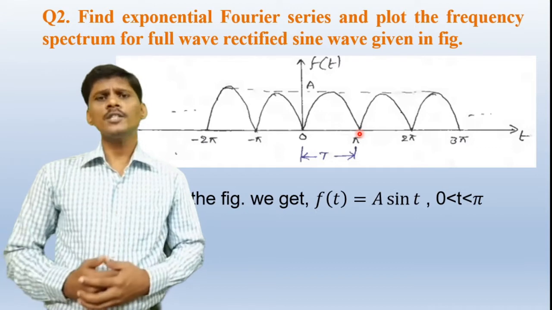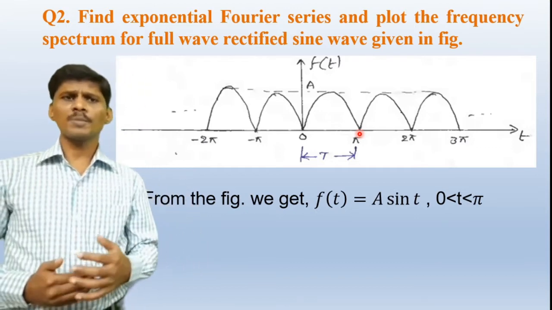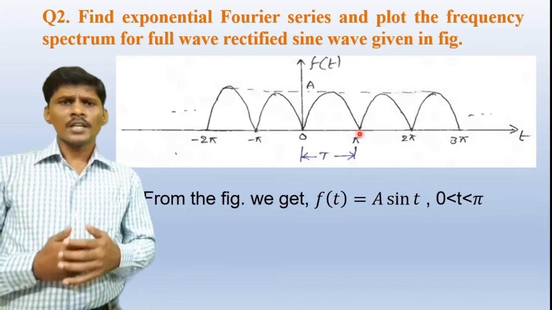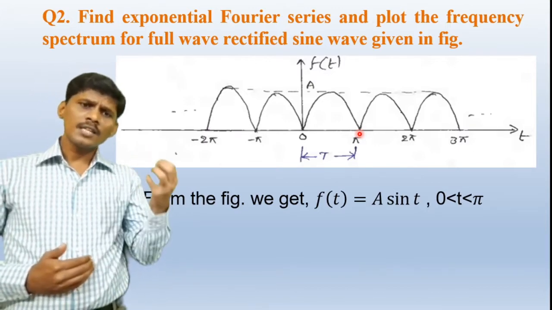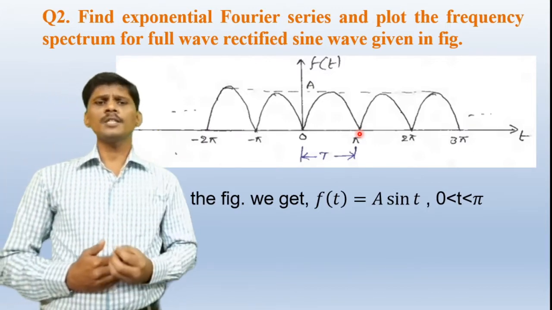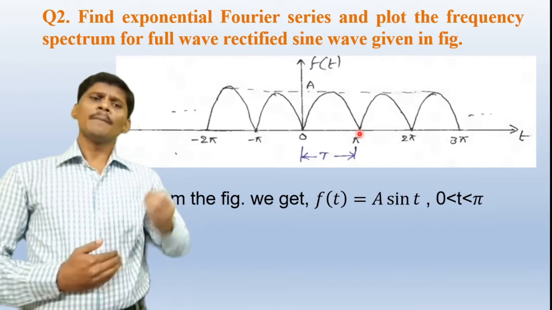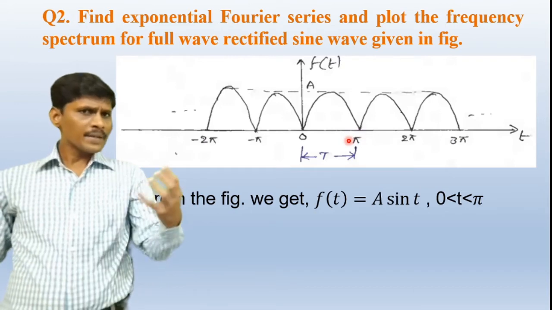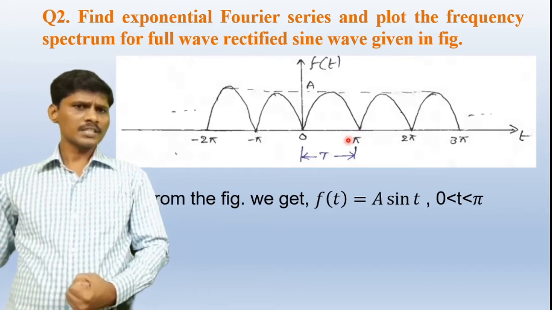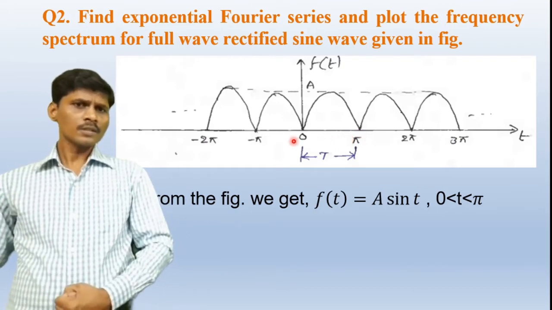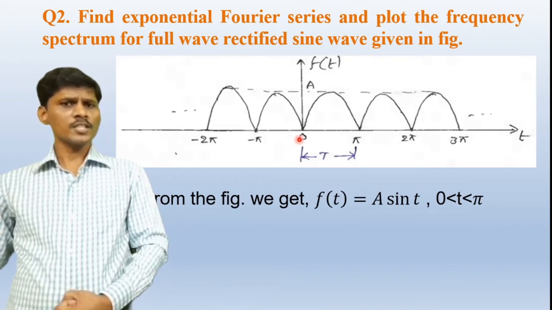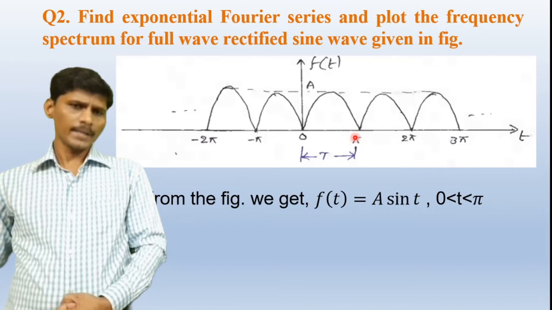What is the Fourier series? Fourier series is the expansion of a periodic signal. If every capital T seconds the same waveform is repeated, then it is called a periodic signal. So this waveform is a periodic signal, and we calculate the expansion of the complex exponential Fourier series between 0 to pi.